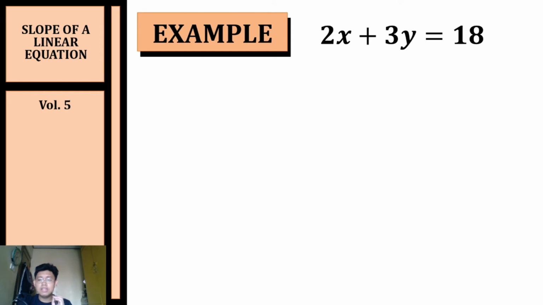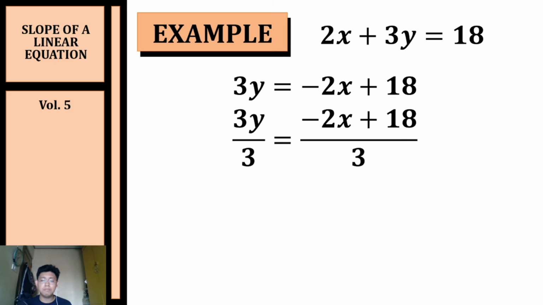For example, we're given this equation and we're going to get the slope of this linear equation. In this case, we're going to convert this linear equation to slope-intercept form. In order to do that, we need to transfer the variable x to the other side of the equation. Doing that, we use the addition property or subtraction property, or we can just simply transpose. So we have 3y is equal to negative 2x plus 18. After that, we must remove the numerical coefficient of y by dividing both sides by 3. We must divide each term by 3. So we will get y is equal to negative 2/3 x plus 6.